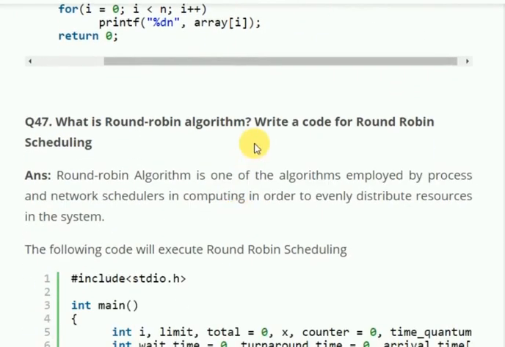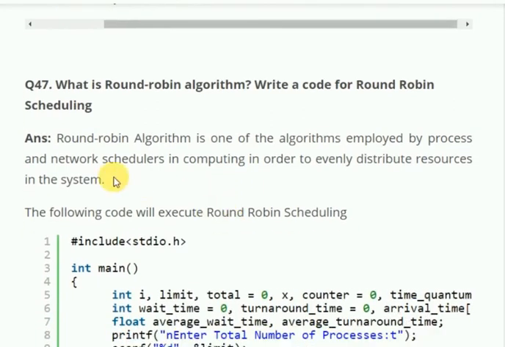What is round robin algorithm? Write a code for round robin. Round robin algorithm is one of the algorithms employed by process and network schedulers in computing in order to evenly distribute resources in the system. Round robin algorithm is a CPU scheduling algorithm. Here each process is given an equal share of resources.